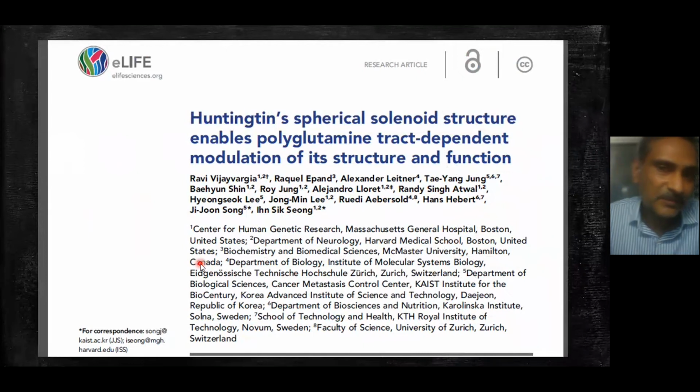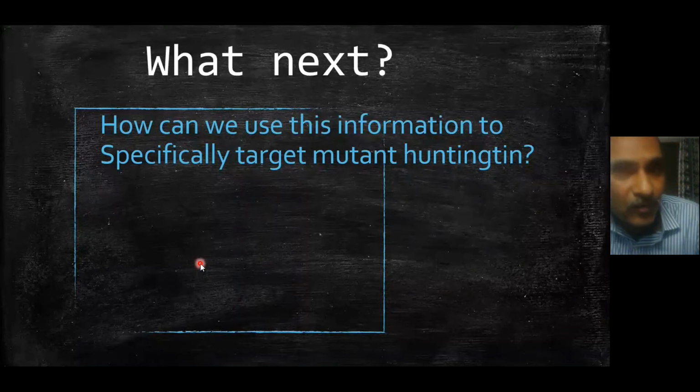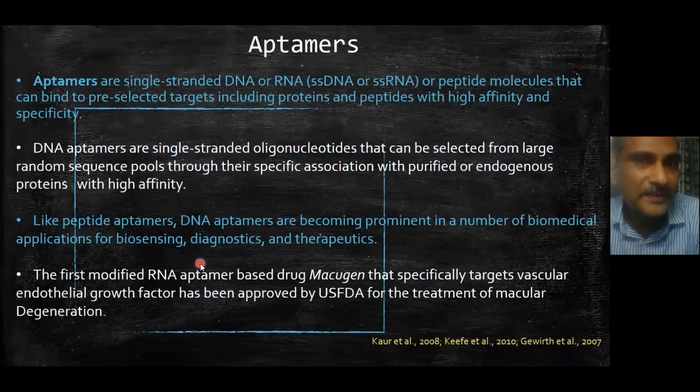So next, after this publication, we wanted to ask the question, what next can we do. Since we have the purified protein, we have information that there is an alteration of structure because of the expanded polyglutamine repeats. So can we use this particular information to specifically target mutant Huntington, because there is no cure for Huntington's disease? So can we use this information to identify a specific target for mutant Huntington? So using the purified proteins, we wanted to screen regions which can very specifically bind to the mutant protein. So aptamers came to our mind.